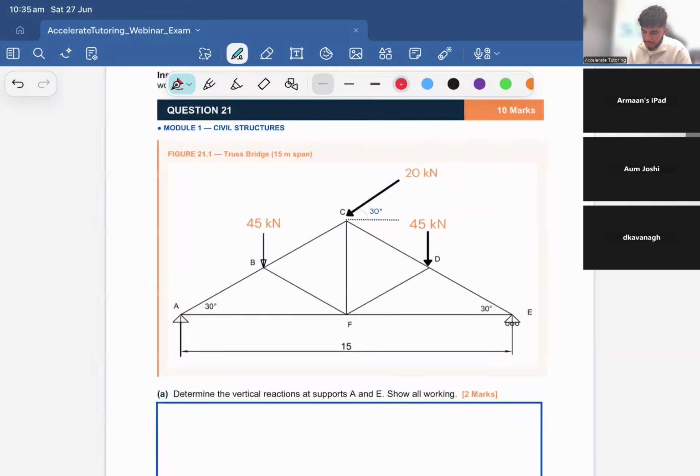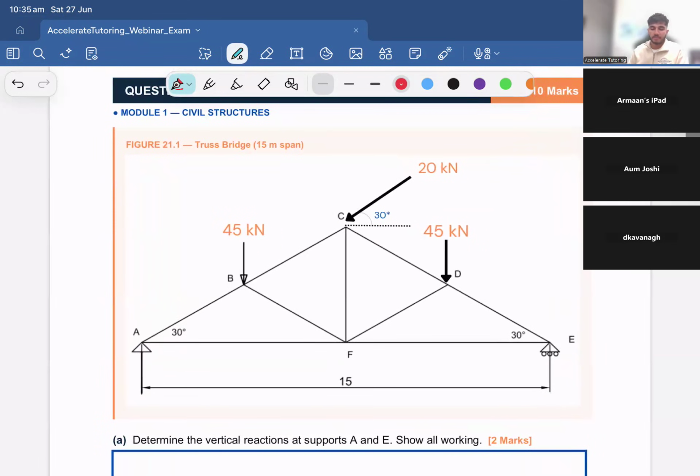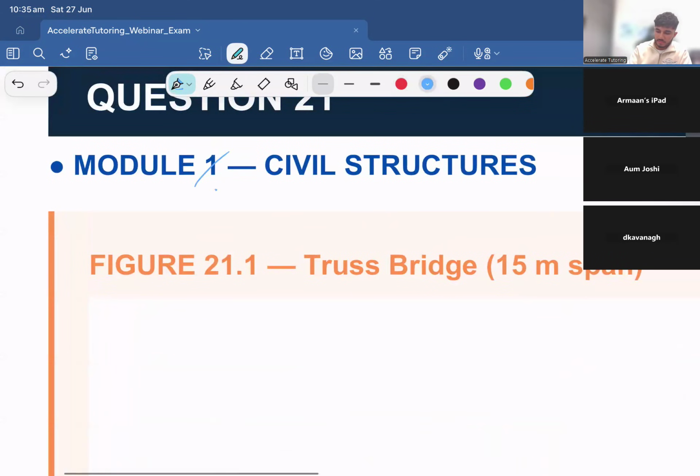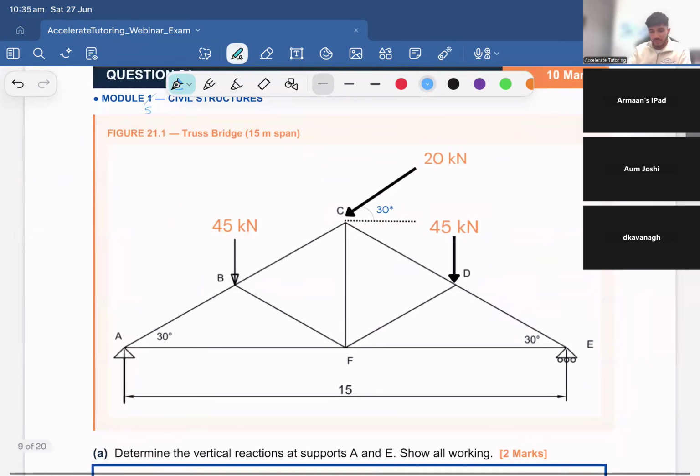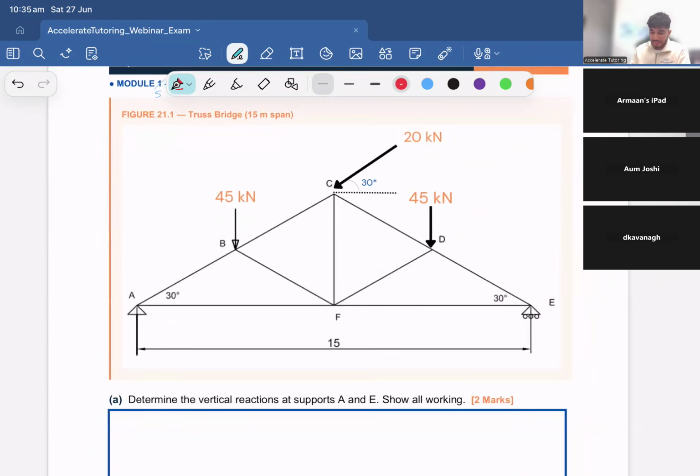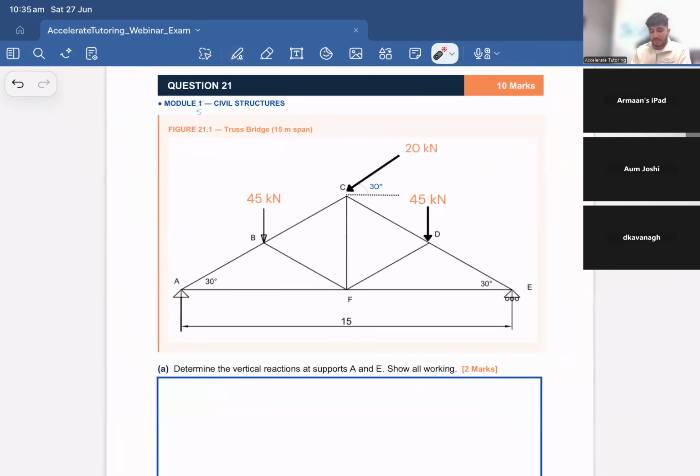All right, let's get started. This should say mod 5, not mod 1. Civil structures, truss analysis, 100% expect to get a truss question in your trials and definitely in your HSC. So over here, we have a truss. Part A simply says to determine the vertical reactions at supports A and E.